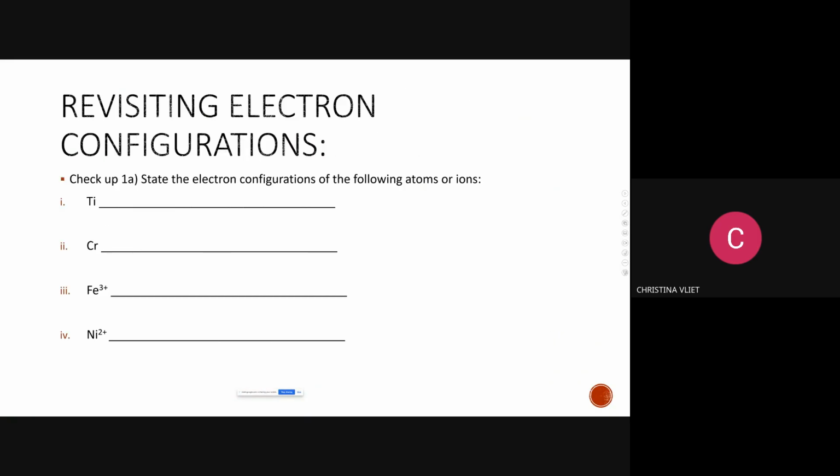Quick question. We're going to go super quick through this. Titanium, what is its electron configuration? Let's do the noble gas version. So it would be argon and then what? 4s2, 3d6.